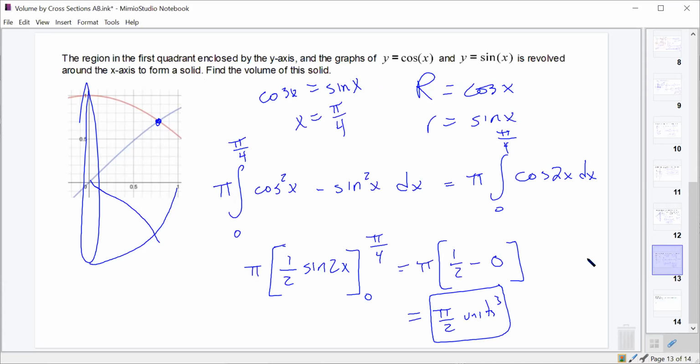Anybody have any questions on anything we've done so far today? Why did we need to find where they intersected for this problem? So that we knew where the end of our region was. If we'd continued on, we would have been doing more stuff. Oh, I see. Yeah. Okay, thank you. Yep. Any other questions, anyone?